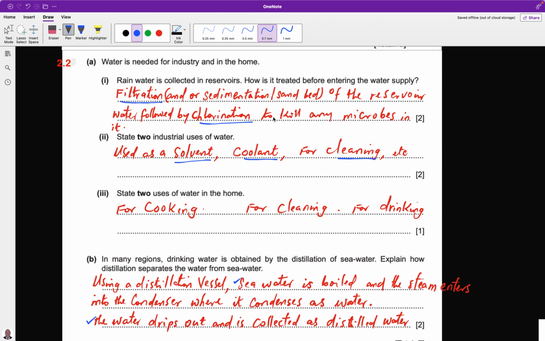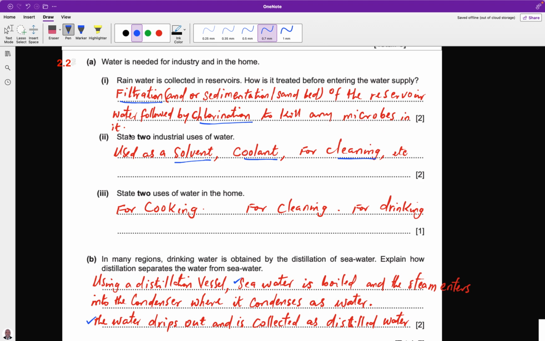So all these are under what we call filtration. We filter all these, be it filtration, we have sedimentation. There is coarse sand to remove the bigger particles. Now there's a sandbed to remove the smaller particles. All these are all under filtration. So filtration of the reservoir water, followed by chlorination to kill any microbes in it.